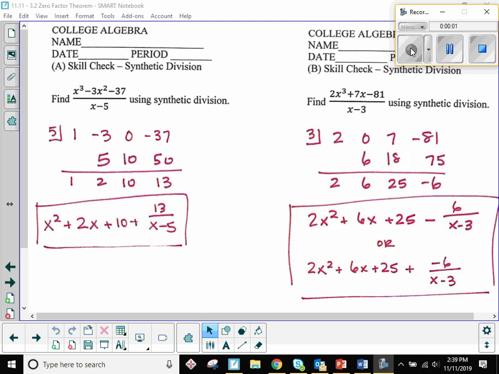Understanding of how to set up the problem. The second thing is, if you did not put zeros as placeholders, if you do not have zeros up here, that automatically is an 85, because you have got to have zeros to do the procedure correctly. So if you did not, it's a conceptual mistake.